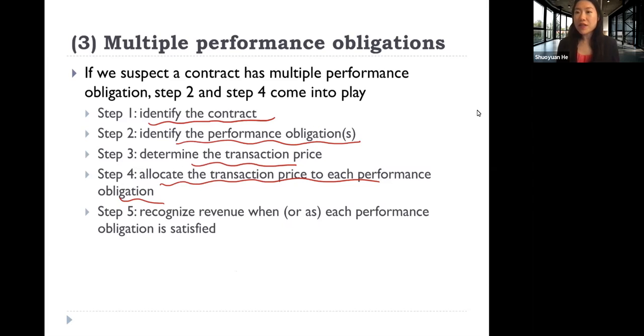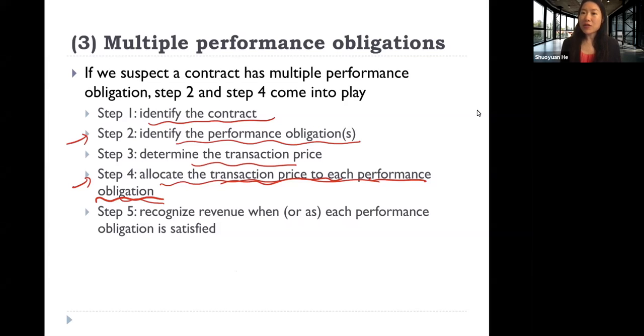And in the previous 2 situations, because we only have 1 performance obligation, actually we don't need to do much in step 2 and step 4. But in the third situation, because we have multiple performance obligations, now we need to identify each of the performance obligations to separate those and to allocate transaction price to each performance obligation. And then for each performance obligation, we recognize revenue.